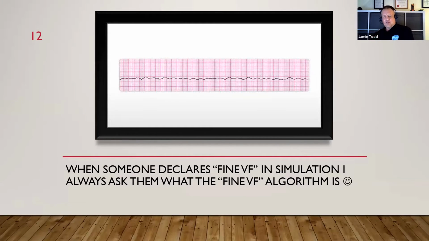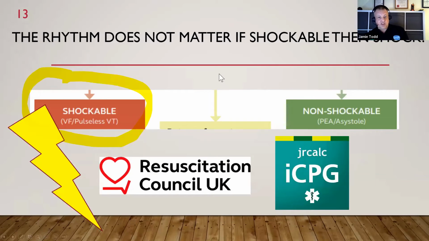Although when we run simulations with students, if someone declares fine VF, I always ask them what the fine VF algorithm is, and they look very confused, because it's either shockable or non-shockable. So from the pre-hospital perspective, what does JRCALC say? Well, JRCALC is a little bit clearer, and it says if it's a shockable rhythm, then shock it. It's either shockable or non-shockable, and if you believe it's shockable, then it should be shocked.